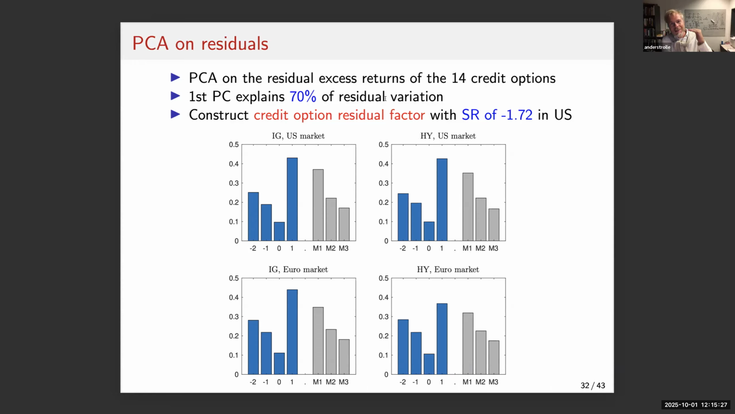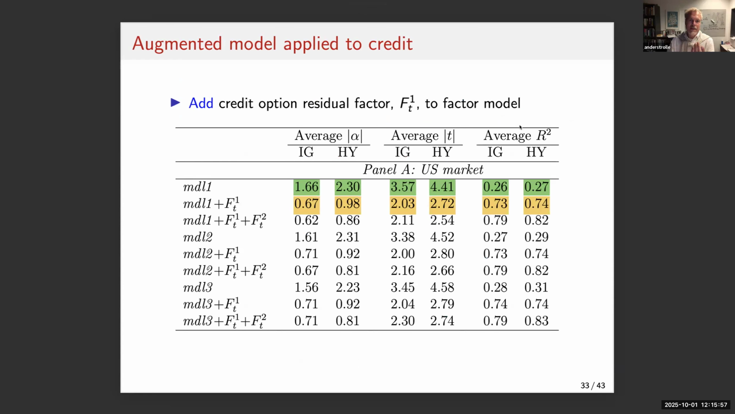So we construct this credit-specific factor. We call it the credit option residual factor, a portfolio of these credit option returns that are orthogonal to the equity index factors. That credit option residual factor is in itself tradable and has a Sharpe ratio which is very large and negative. And then we augment our factor model with that credit-specific factor.